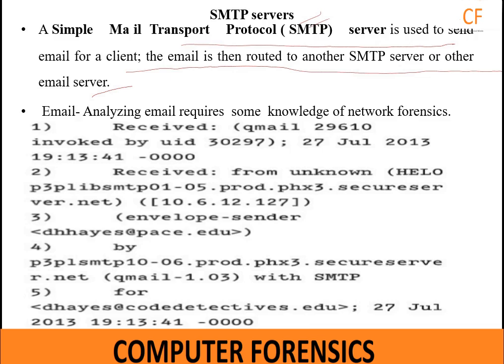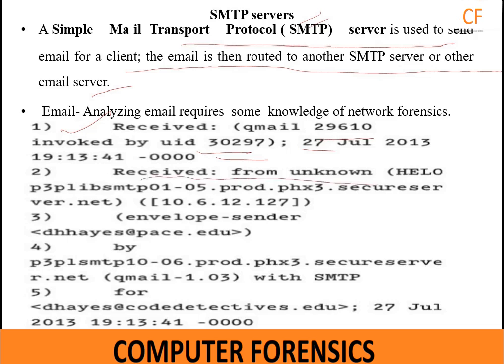Analyzing email requires some knowledge of network forensics. The following listing shows a sample email that we will analyze from a network forensics perspective. Certain parts are explained after the example. Line 1: this is the start of the email header. The reference to mail refers to mail software running on Unix. The email includes a unique ID that should correspond to the IDs in server logs.